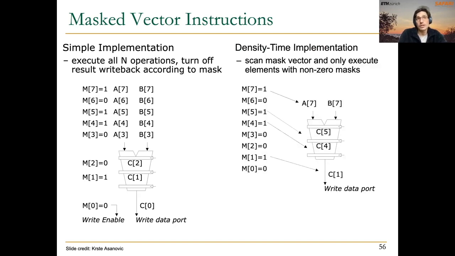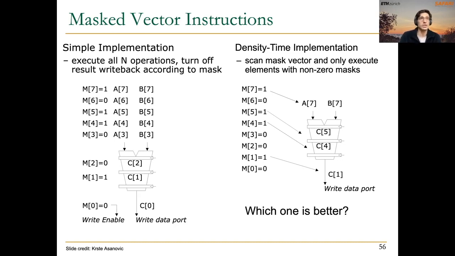Something smarter, let's say, would be to check the vector mask in advance, and by doing so, we could even save execution cycles, because we would never start the computation, the multiplication, for example, for the operands that have the corresponding bit in the mask equal to 0, right? And this is what is called the density time implementation.